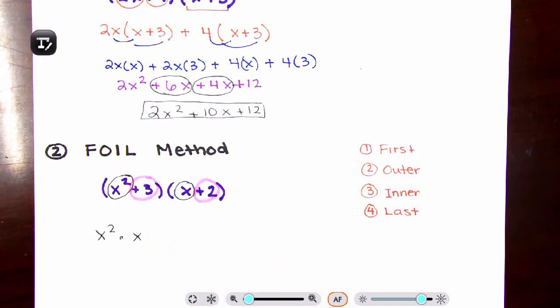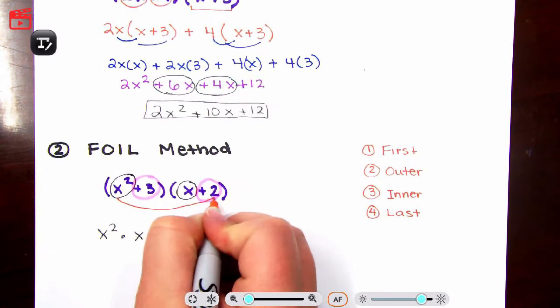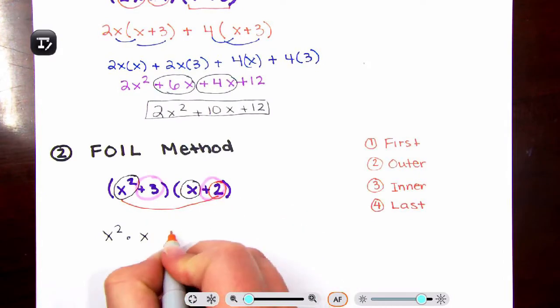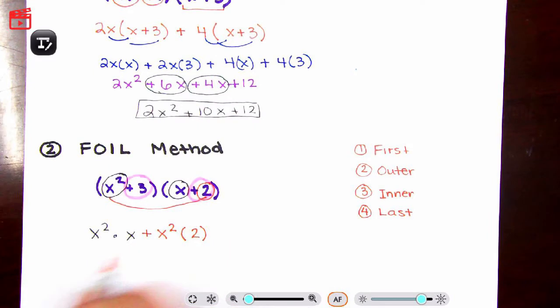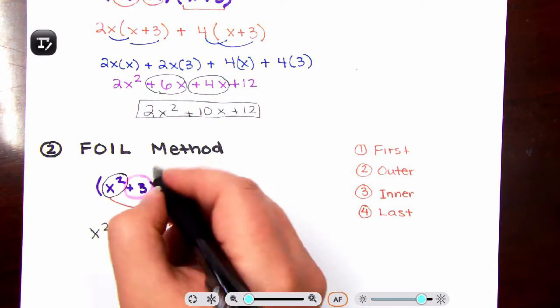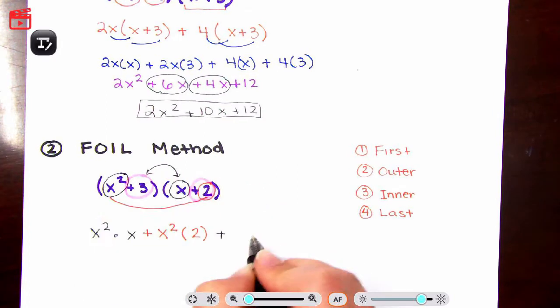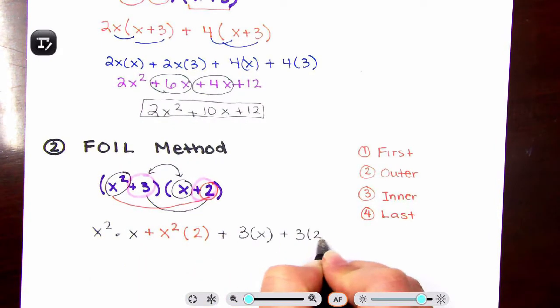And I take that back, I hesitated. Those would be your last terms. So that's your last term. So this is your first. Your outers are these two. So it would be x squared times 2. Then you would have your inner, which are these two. So 3 and x. And now you would have your last, which is 3 and 2.